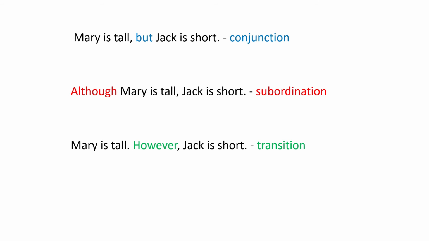conjunctions, subordinations, and transitions are all connective devices that may do the exact same thing. For example, but, although, and however are all connective devices that do the same thing. They have the same meaning. However, because but is a conjunction, we must also be careful with the punctuation of but. So when we join two sentences together, such as Mary is tall, Jack is short, so we're joining two sentences together with a conjunction, and, or, but, so, any FANBOY, we have to put a comma between those two sentences.